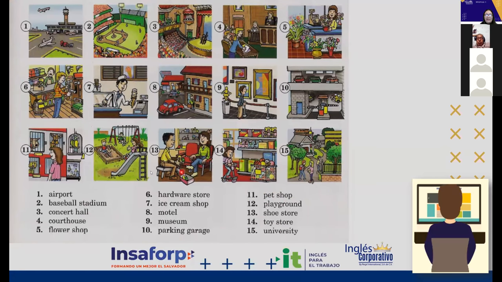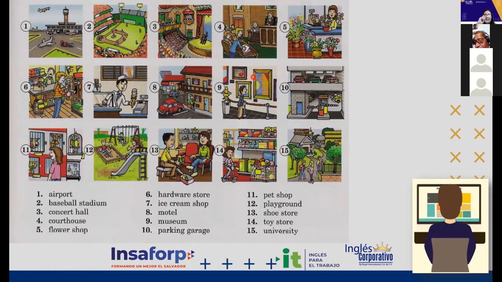Vale. Entonces, voy a compartir la imagen y vamos a hacer tres cosas. Primero, practicar como lo estuvimos haciendo. Uno de los participantes dice el number y el otro va diciendo el vocabulary, tal cual. Si yo estuviera trabajando con Mr. Ernesto, diría number one, él dice airport, number two, y así nos alternamos. Luego lo pueden hacer random. Yo le digo, para empezar, number 10. Y él tiene que decir parking garage. Y luego le digo 11. Pet shop. 7. Ice cream shop. 5. Flower shop. Y así. Esa sería la segunda practice.